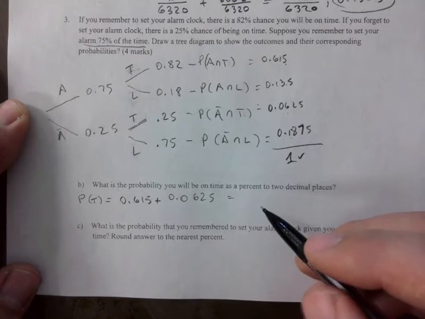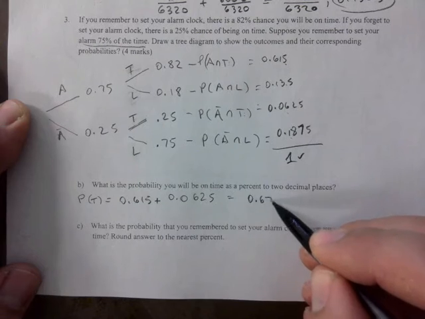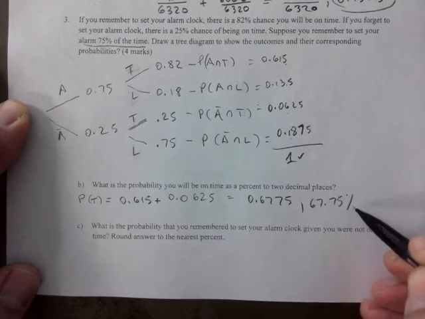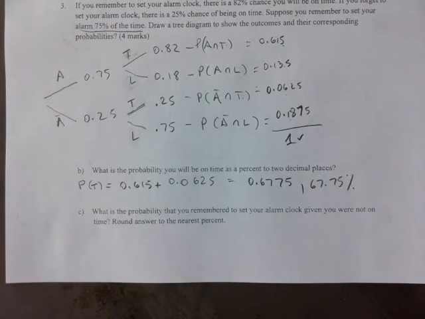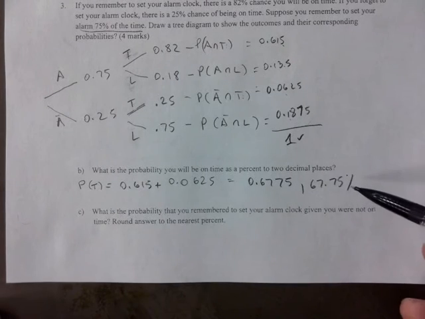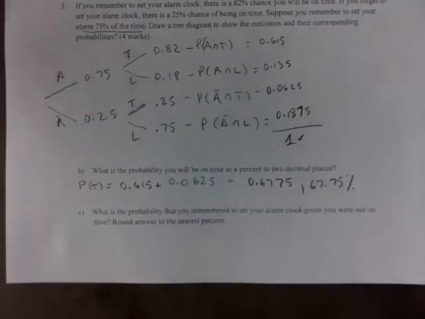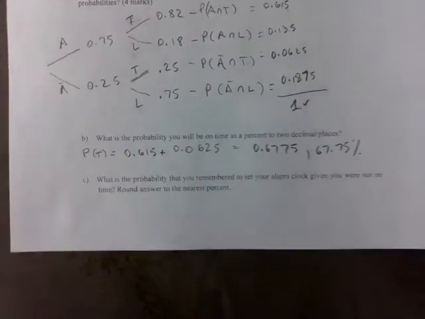Okay, so you get 0.6775, 67.75%, right? The probability of just being on time on any given day, putting together all these variables, that's the probability of you being on time. Whether you forget or not, if you combine all those probabilities, on any given day, this is the chance of you being on time. Because things are depending on each other.